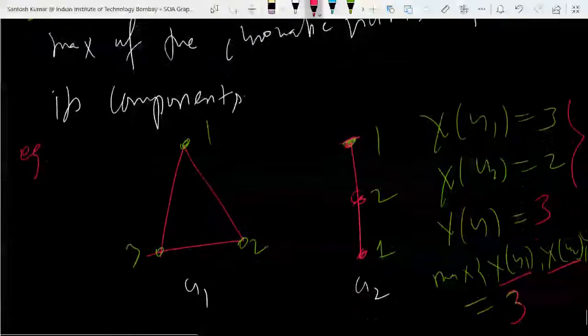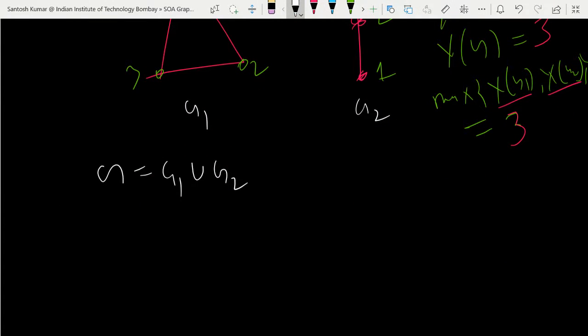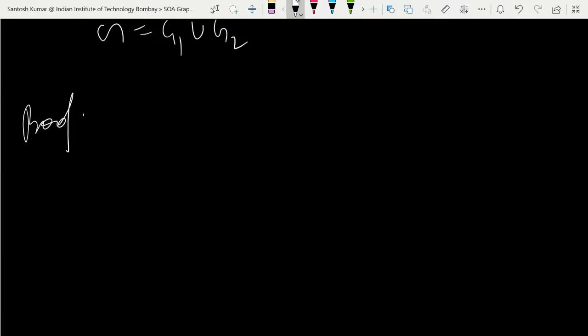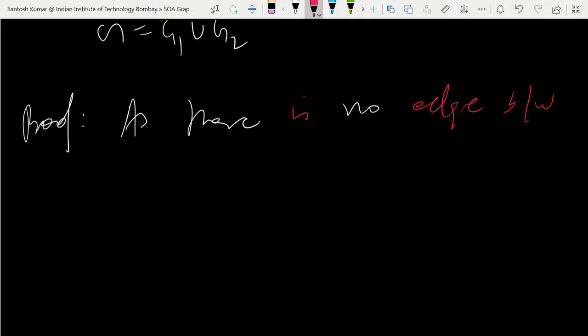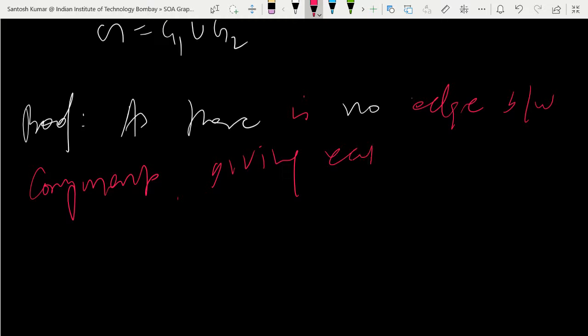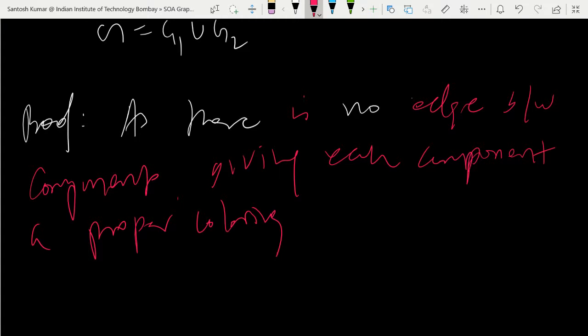So that's how you can justify this in general. Okay, so if I write the proof, you may write it like: as there is no edge between components, giving each component a proper coloring gives a proper coloring of the graph.